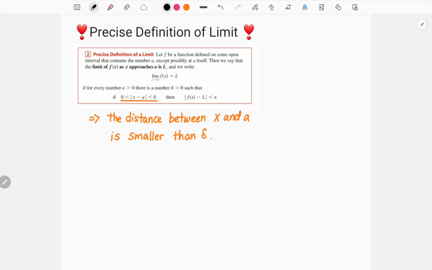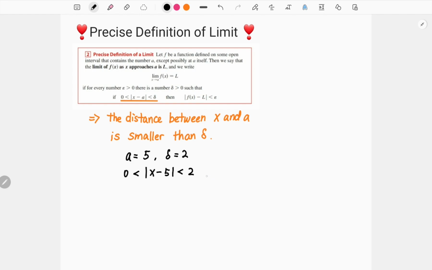Let me give a more specific example here. So a and delta are just variables. Let's say we have a is equal to 5 and delta is equal to 2. So then we would have 0 is smaller than |x - 5|, then smaller than 2.